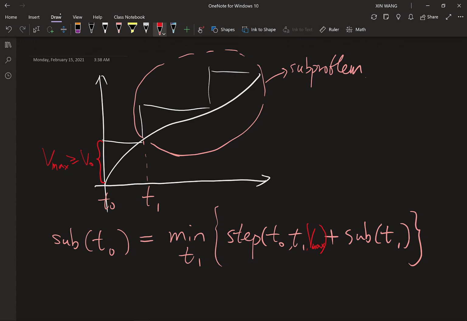This can be easily achieved because when we enumerate possible T1, we just guarantee that the load we ship from T0 to T1 is smaller than or equal to Vmax. Actually, this is very easy to estimate. V0 equals D at T1 minus D at T0. So we can just change the condition. Because the cumulative demand function is an increasing function, the value for D at T1 equal to Vmax plus D at T0 is easy to get from the enumeration.